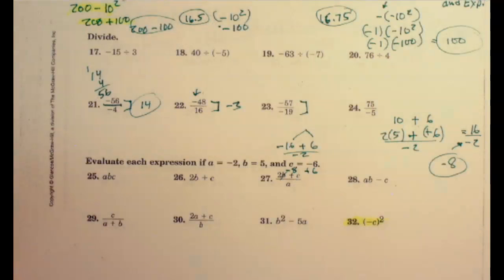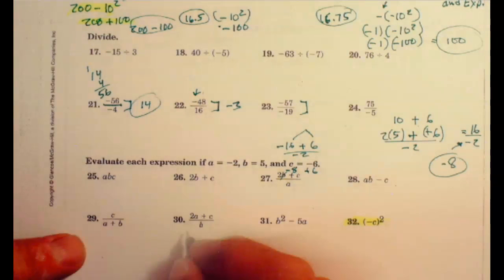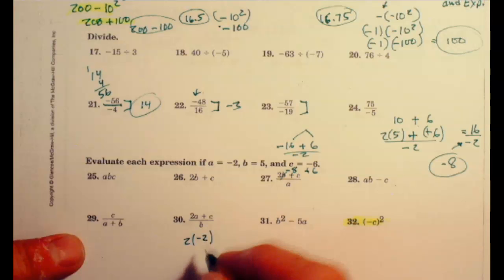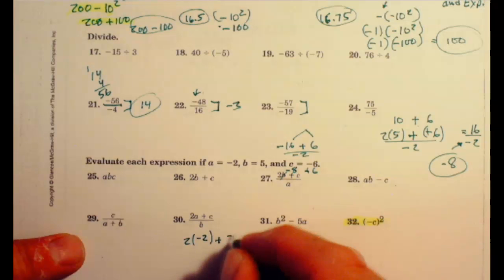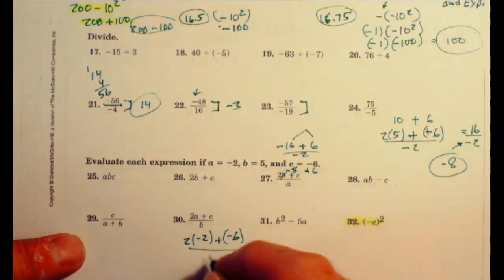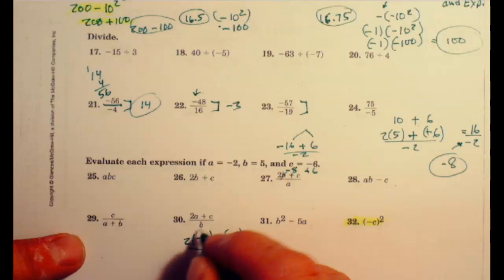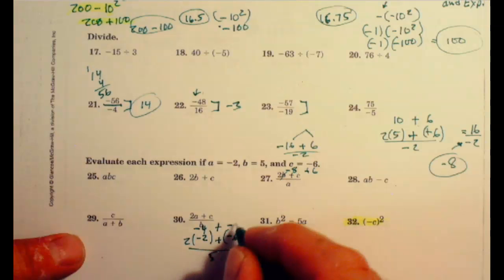I think those are the toughest, so let's try another one of those first. Try number 30 here. So we have 2a, so let's get there 2 and substitute in. A is going to be -2. And now we're going to put plus c, and c is a -6. So that's all over b, which is 5. Okay, let's just substitute these. Well, this is going to be 2 times a -2. It would be a -4 plus a -6.